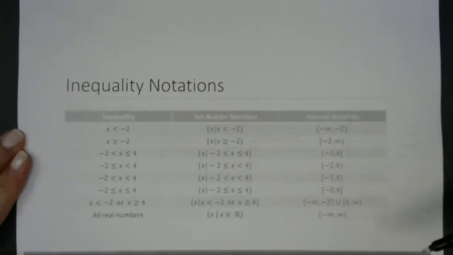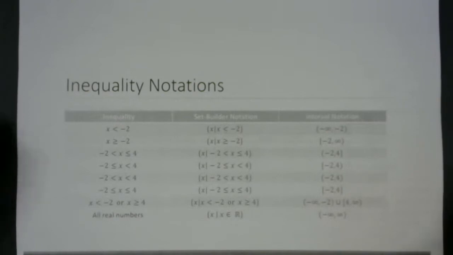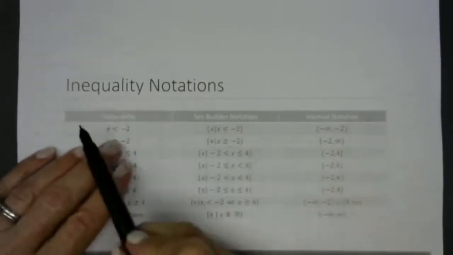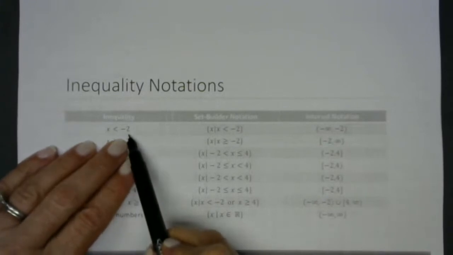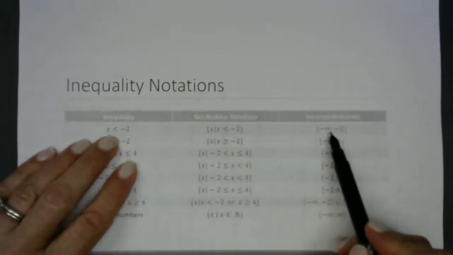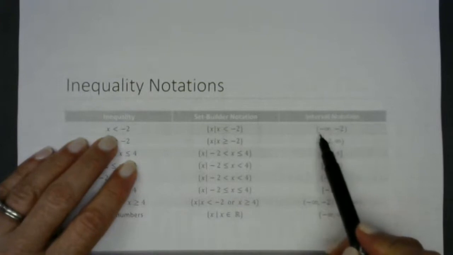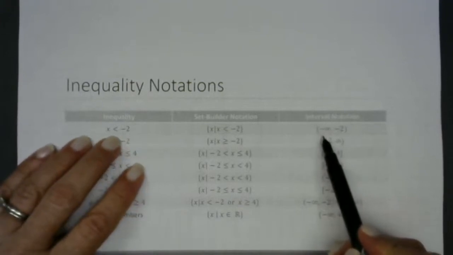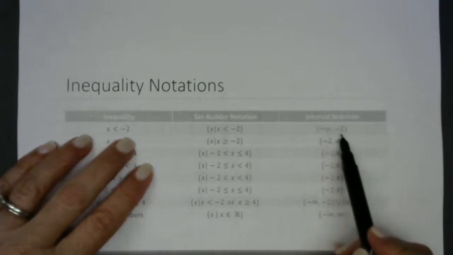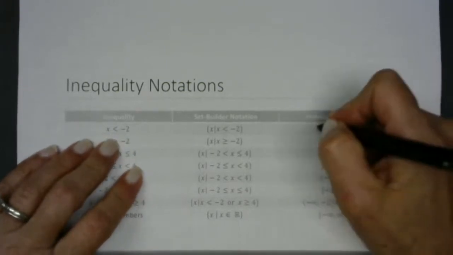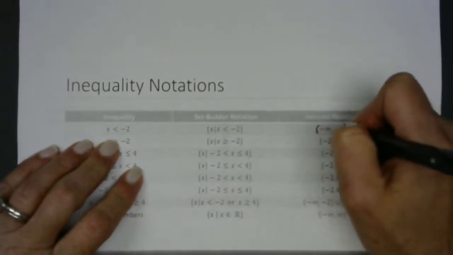So let's take a minute and just review how we would write inequalities in interval notation. For example, if we had the inequality x is less than -2, in interval notation, we would say that the lowest value in the interval that satisfies this inequality would be -infinity. The largest value would be -2. And we would enclose these values with parentheses.